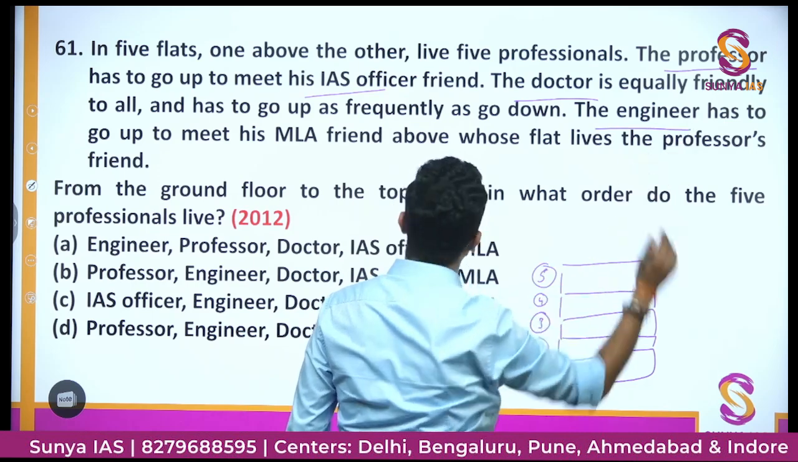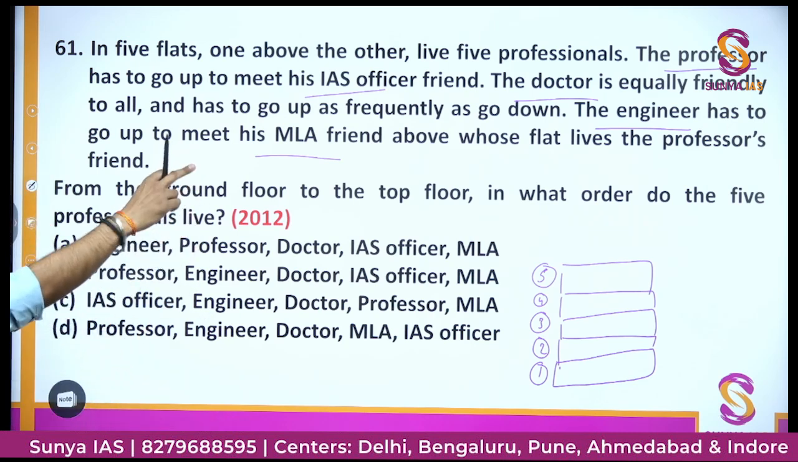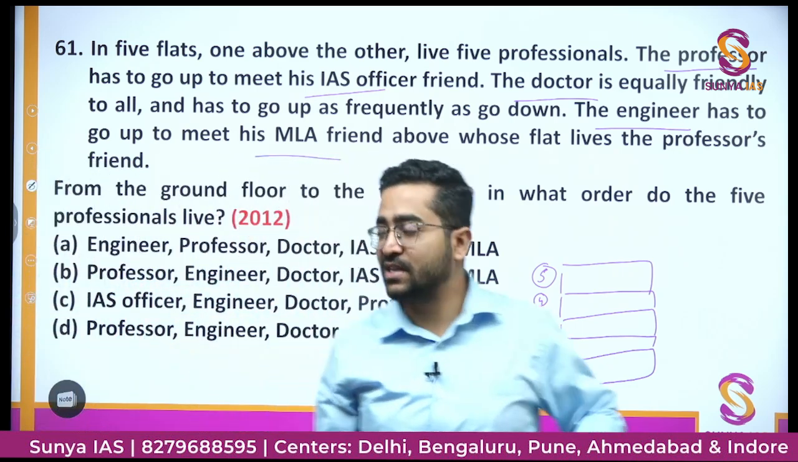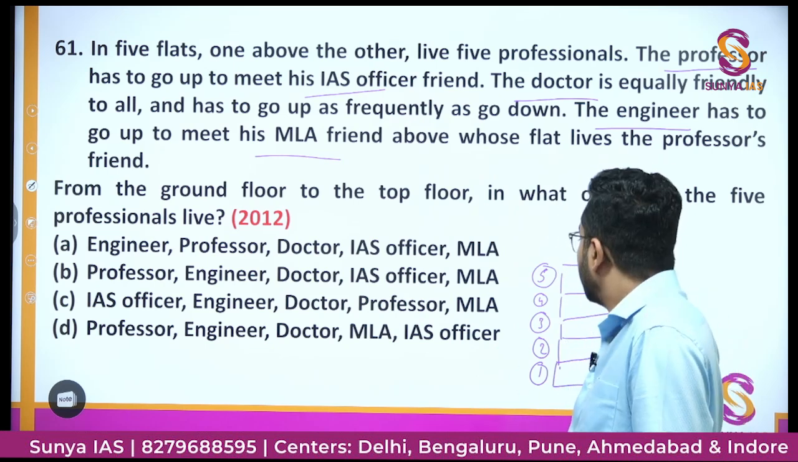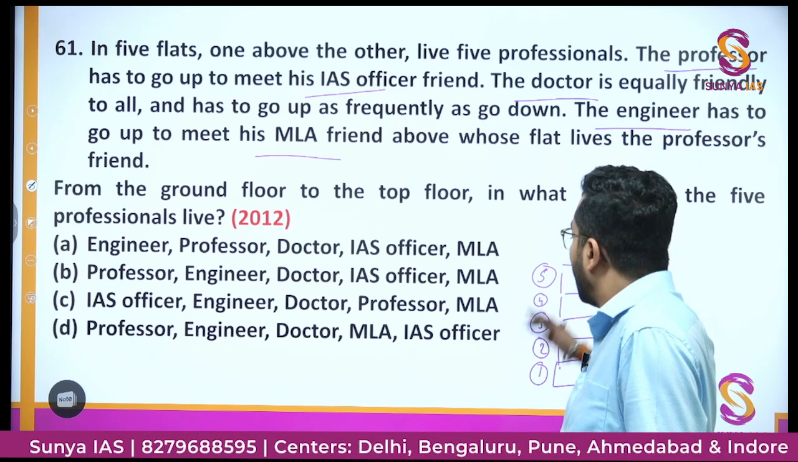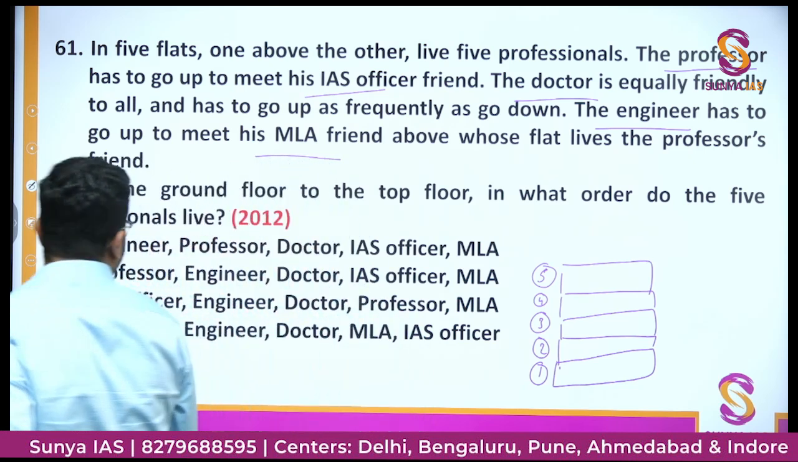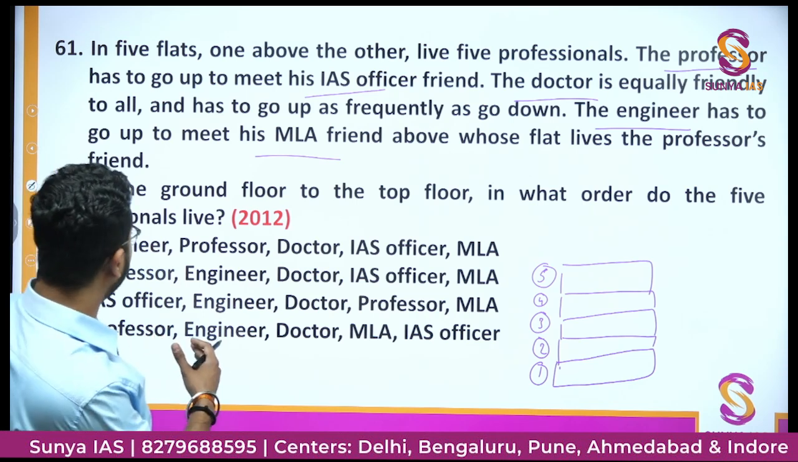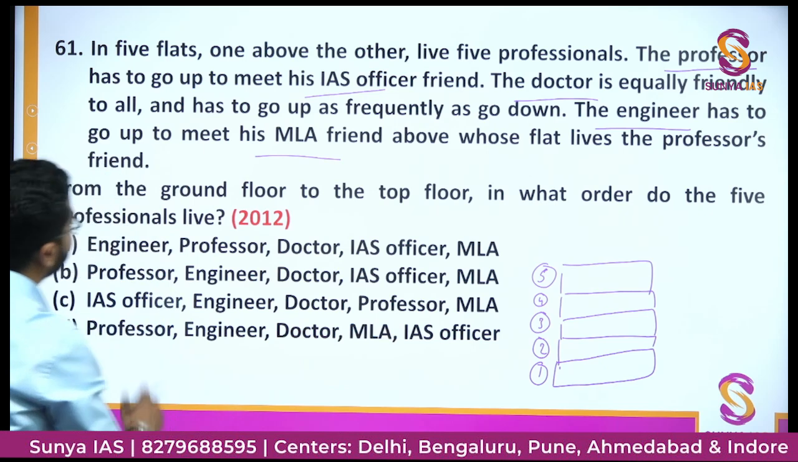Third professional is engineer, and fourth professional is MLA. Flat lives the professor's work. So there are 5 professionals: professor, IAS, doctor, engineer, MLA. So every professional is living in this society, in these flats. IAS is also living here, MLA is also living here, doctor, engineer, nobody got a house anywhere else. These all are 5 professionals. Now from the ground floor to the top floor, in what order do the 5 professionals live? Okay, from the ground to top, meaning the last option would be top and here it is ground, top to ground.